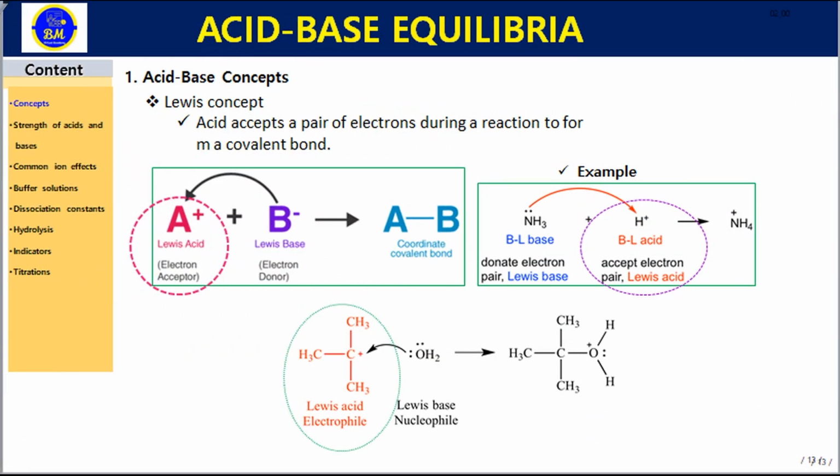The third concept, after the Arrhenius concept and the Bronsted-Lowry concept, is the Lewis concept. So how can we define acids based on this concept? Acids are electron acceptors while bases are electron donors.